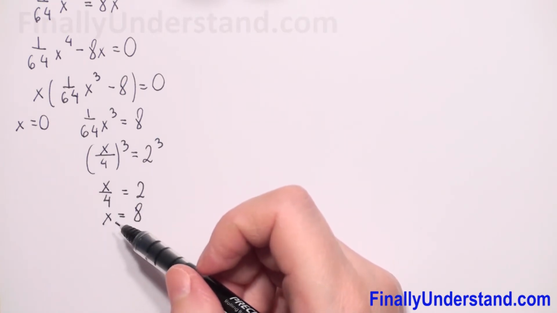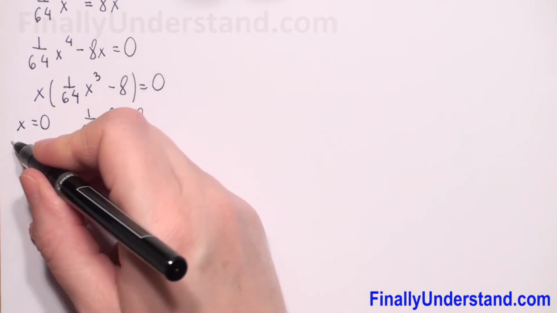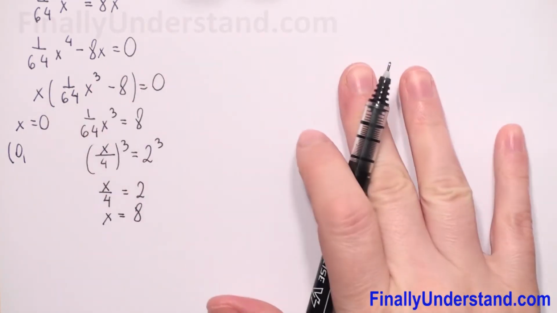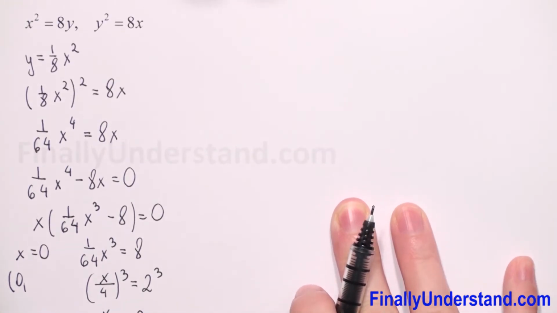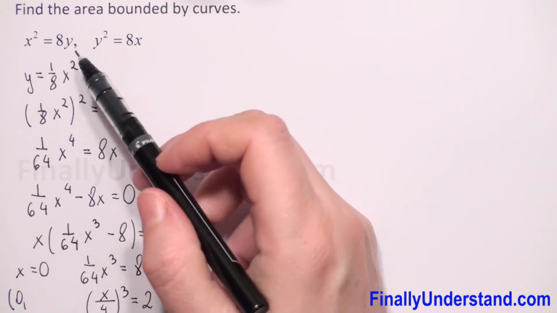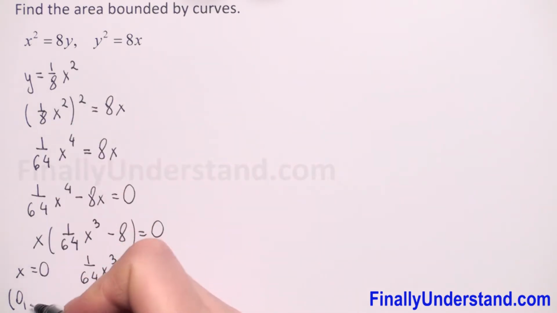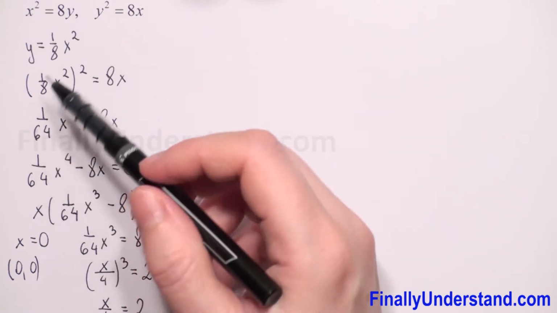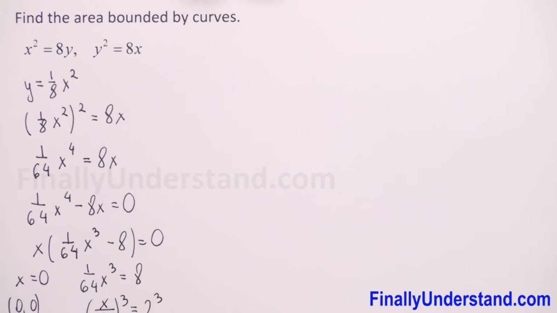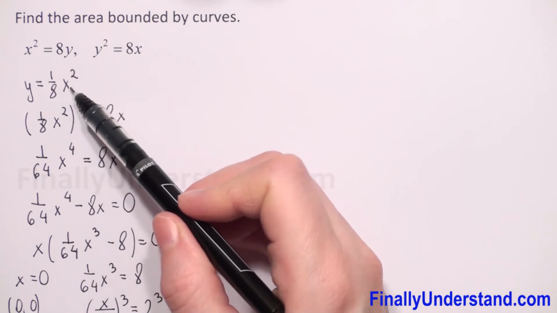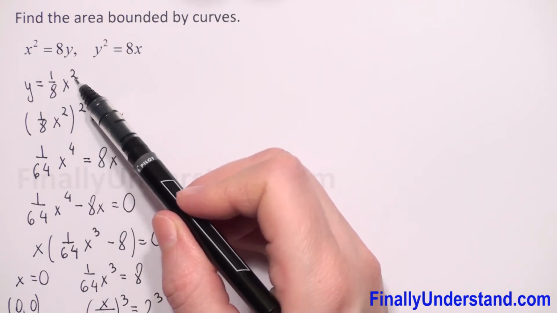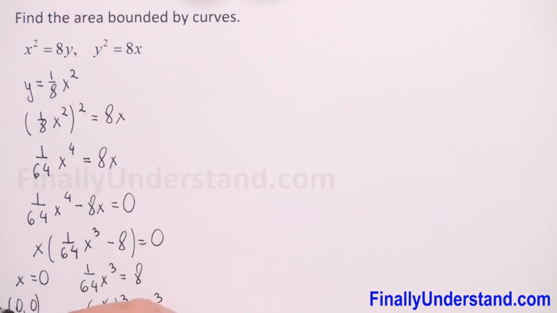So now we have to find the y coordinates. For x equals 0, we substitute x by 0 into one of these equations, so y will be equal to 0. And now we will put x equals 8. For x equals 8, we have that y is equal to 8 to the second power, which is 64, divided by 8 is 8. So we have two intersection points.